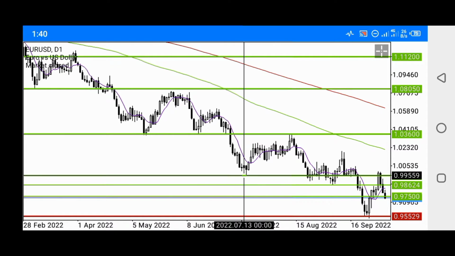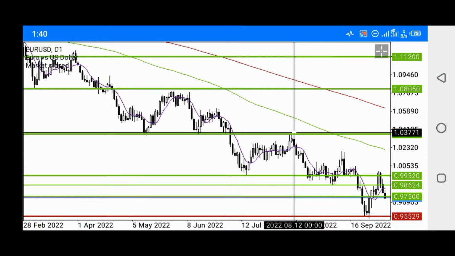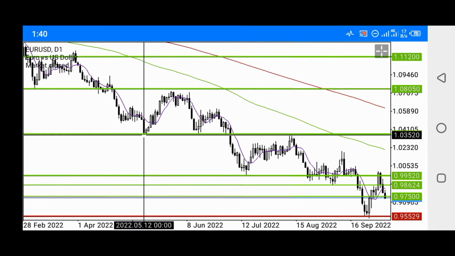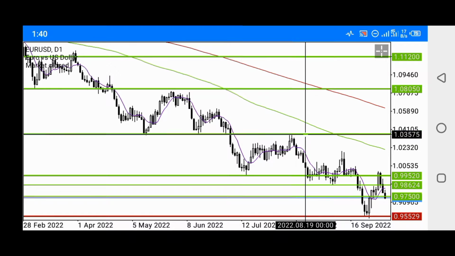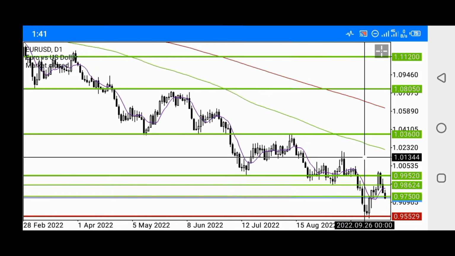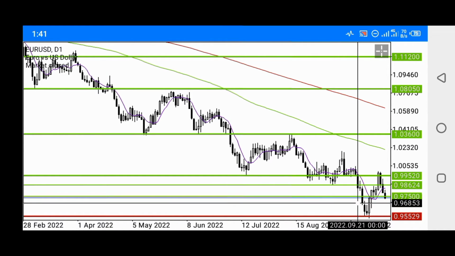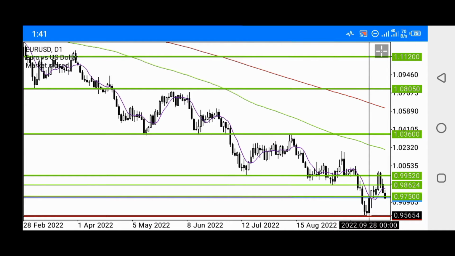So this support level rejected price, and price made an upward movement to retest this level that was once a support level right here. As you can see, this level is now a resistance level for EURUSD, and it rejected price, and price fell down to this point. Price was consolidating around this level until eventually price broke this level and fell all the way down to this point right here, and price met a new support level.